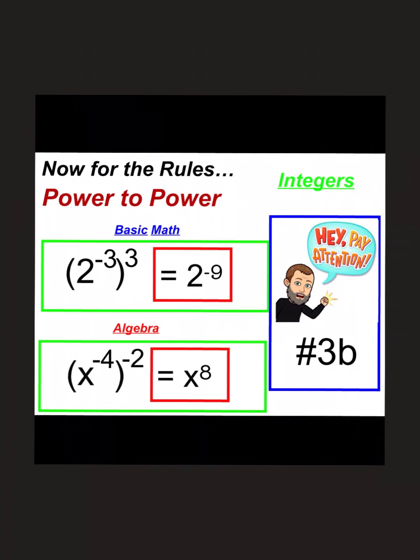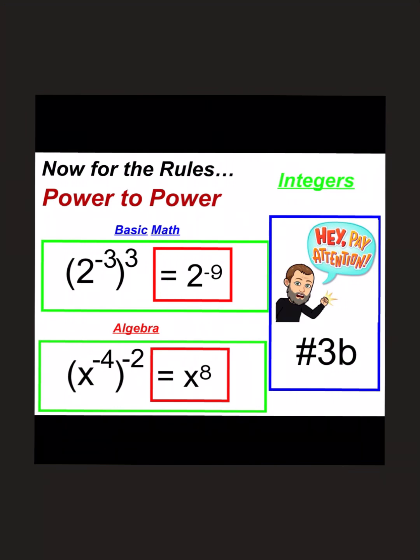Okay, so now we're on to the example with the negatives, and notice here we need to know our rules. The first example has 2 to the negative 3 power, and then outside that parentheses is another 3 power. So negative 3 times positive 3 gives us a negative 9. This example, you will notice a negative exponent, and in another video, we'll be talking about exactly what that means.